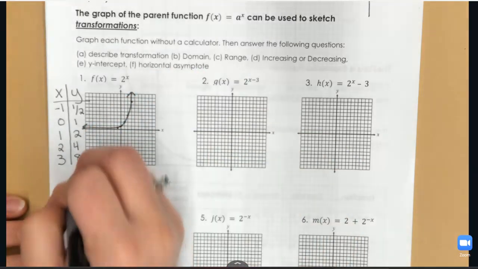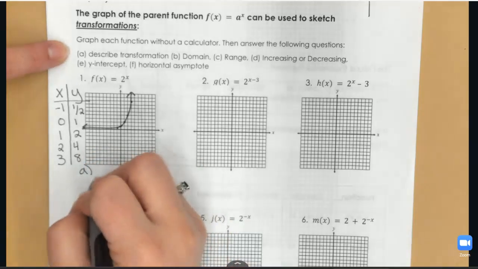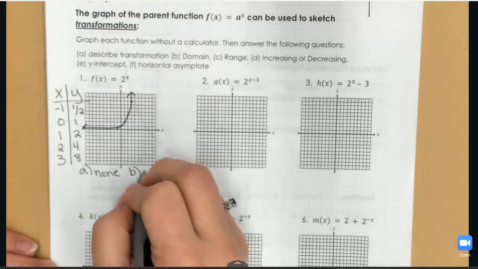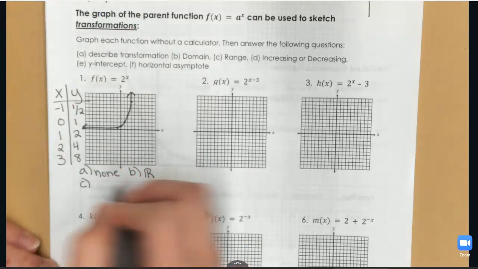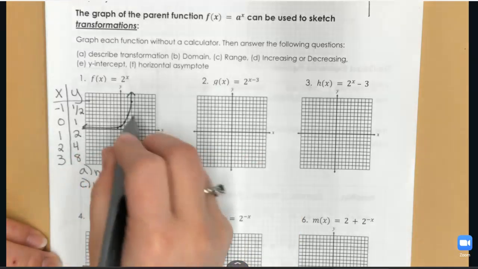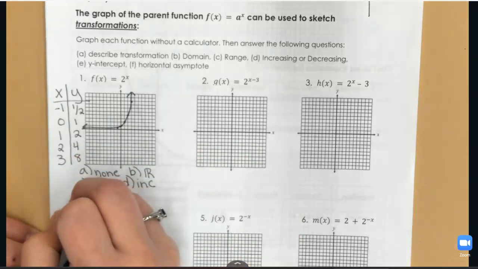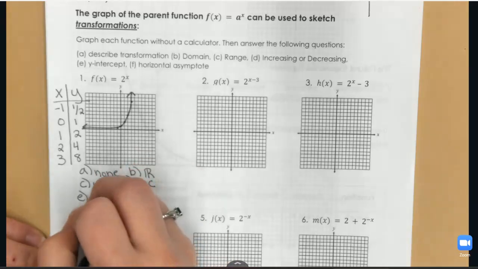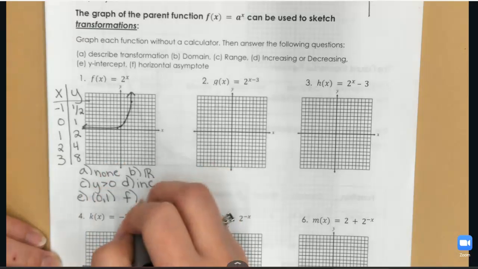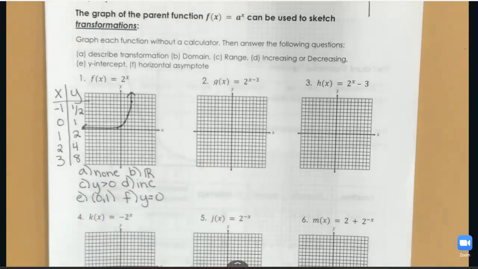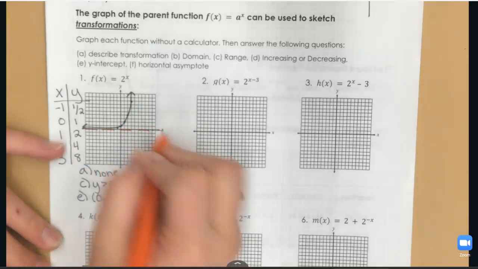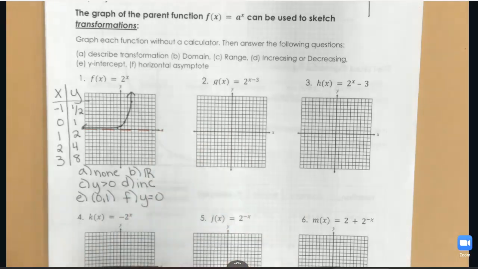So there is my graph. As far as the transformations, this is the parent function, so there are none. For domain, I have all real numbers. For my range, y is all values greater than 0. We are increasing, walking uphill. I have a y-intercept at (0, 1). And I have a horizontal asymptote at the x-axis, which is the line y equals 0. And so that is our asymptote here, and this is going to be my frame of reference as I move on to the rest of these.